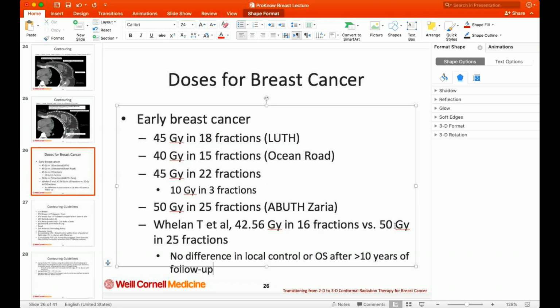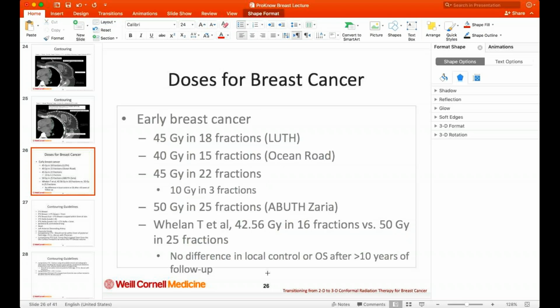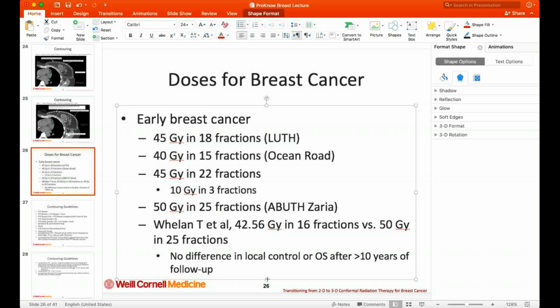So that has actually led to a revolution in some places whereby they are treating women more and more with hypofractionation. So that's something you can offer, especially if patients are coming from a long distance, because I know, unfortunately, we do not have enough radiation oncology centers on our continent. And hopefully that's something we're going to work on.